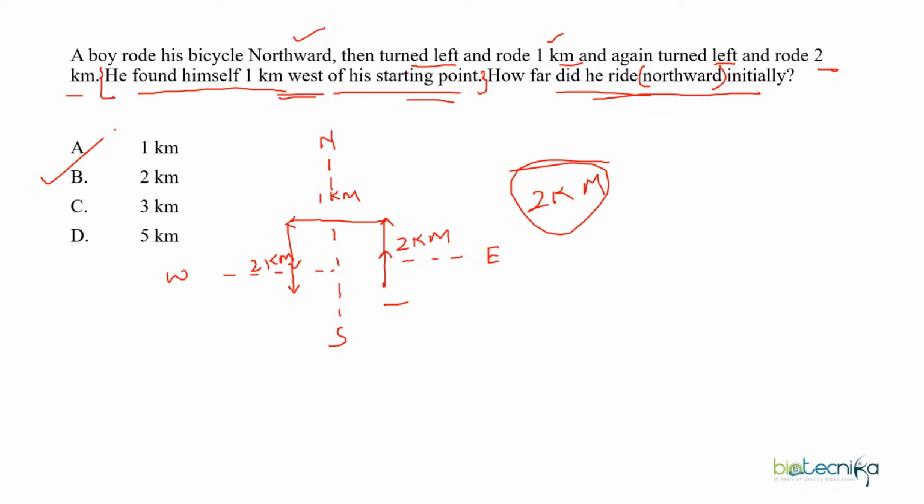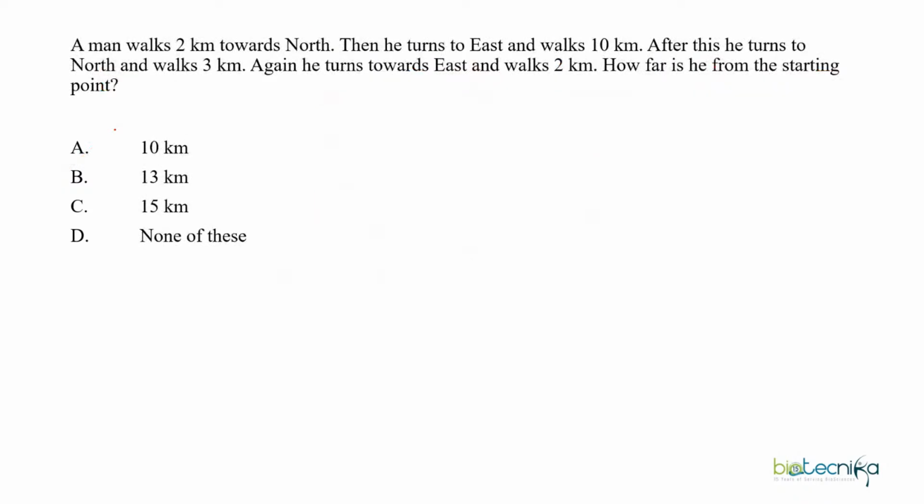ओके, इजी था बहुत ये, क्योंकि यहाँ पर डायरेक्शन ही मेंशन कर दिया कि किस डायरेक्शन में वो ट्रैवल कर रहा है. ओके, now let's see the next question. So next question it is telling a man walks 2 kilometer towards north, and then he turns to east and walks 10 kilometer. After this he turns to north and walks 3 kilometer. Again he turns towards east and walks 2 kilometer. How far he is from the starting point?